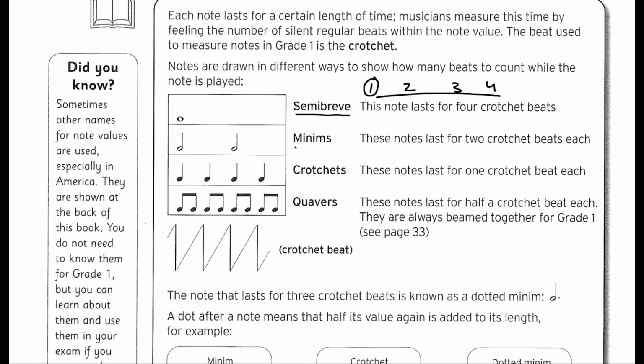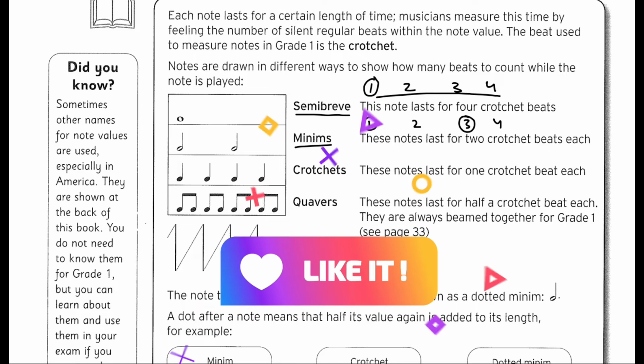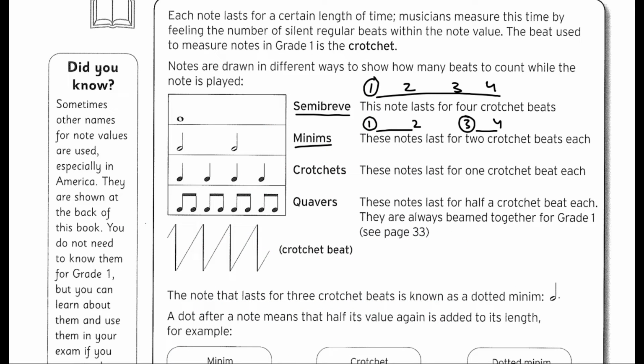Next is your minim. Minim means if you have 1, 2, 3, 4, you play it on 1 and then you play it on 3. So the value travels till 2 beats. Okay, it will be equal to 2 beats.